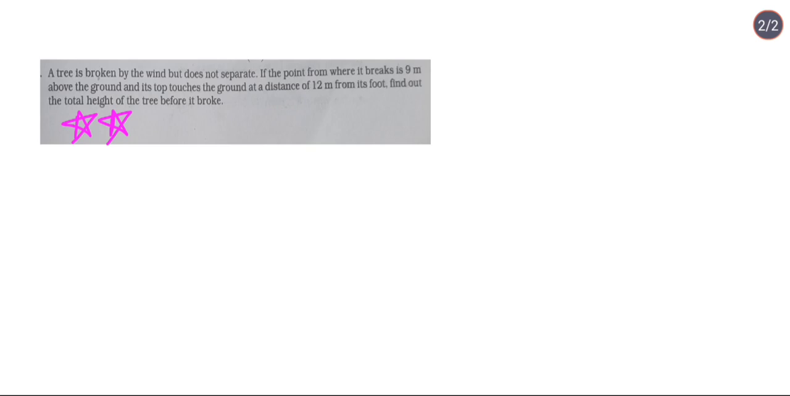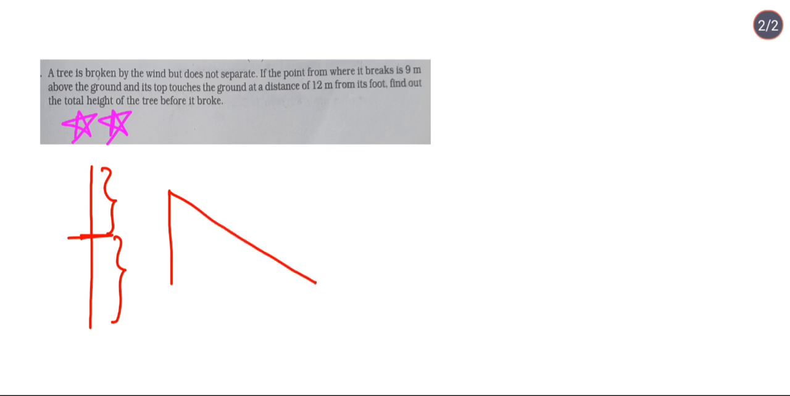A tree is broken by the wind but does not separate. Okay, so let us consider we have a tree and this is something like this. Let us consider this is the whole tree, and it breaks from here. So when we draw the figure, this part stands straight and this part falls down on the ground and touches the ground at a point. When we join it, we get a right angle triangle over here.